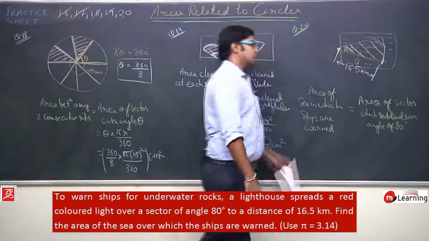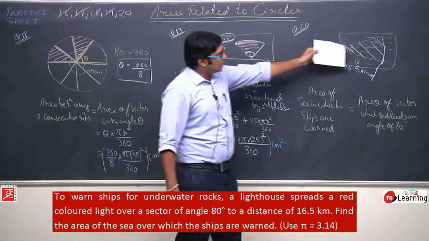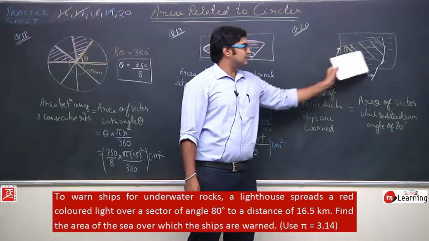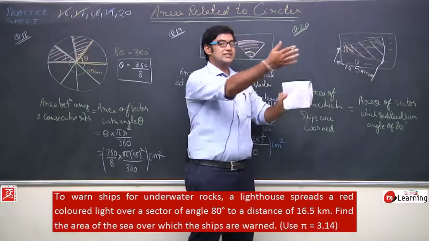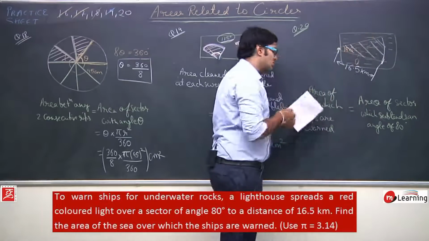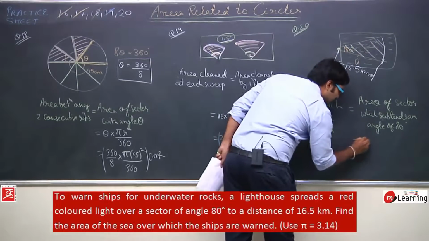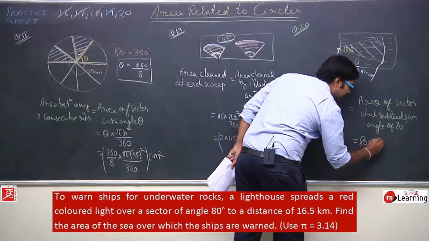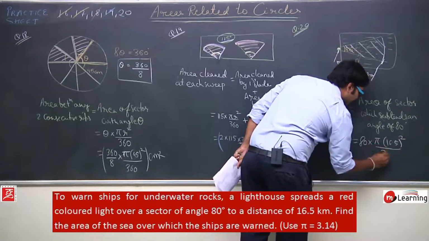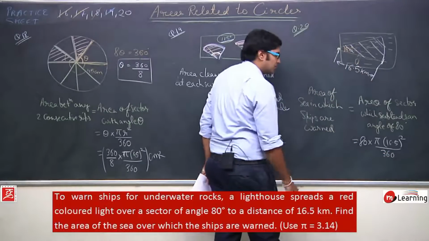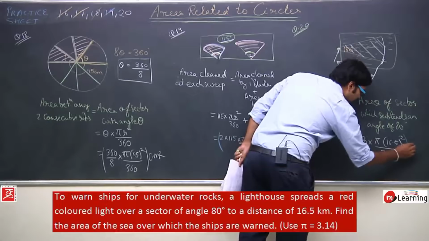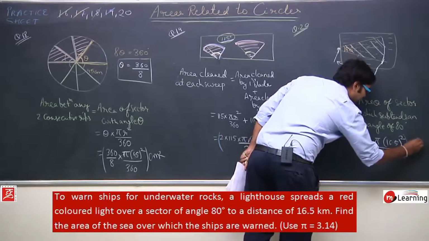80 degrees. So this angle is 80 degrees, okay, and lighthouse spreads light in this particular area. This is a sector whose radius is 16.5 kilometers. So the maximum distance it can spread the light is 16.5 kilometers only. So area will be equal to theta is 80 degrees into pi into r square, r is 16.5, square upon 360. So just solve this particular value and this will give you area in kilometer square.